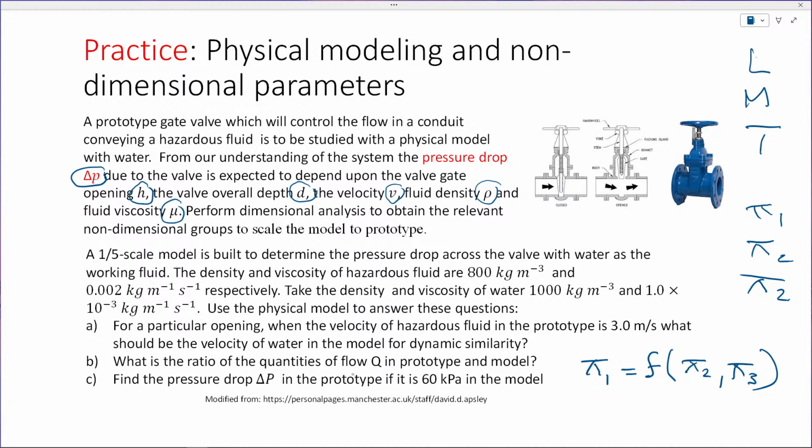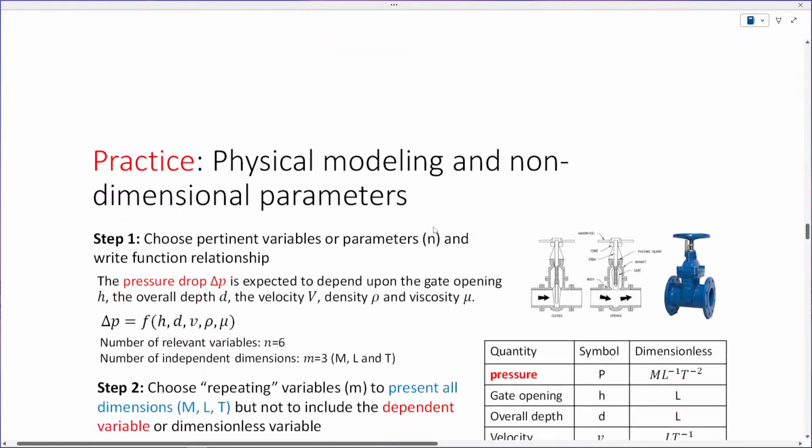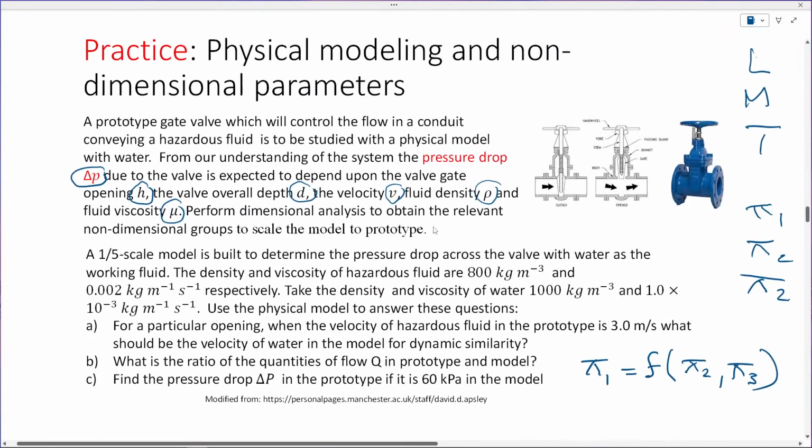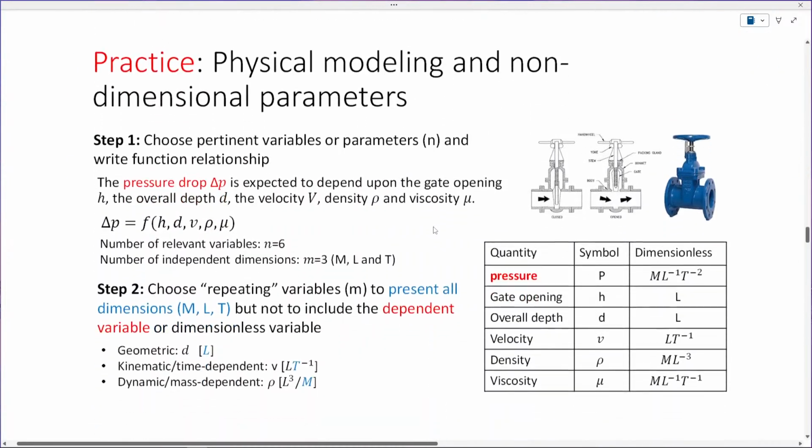You know velocity, you know the areas, and you can calculate Q. And then find the pressure drop in the prototype if it is a kilopascal in the model. So I'm just asking you for the pressure drop in the prototype versus in the model. This is just part two. You do this after you find your non-dimensional group. You should be able to solve this on your own, basically.